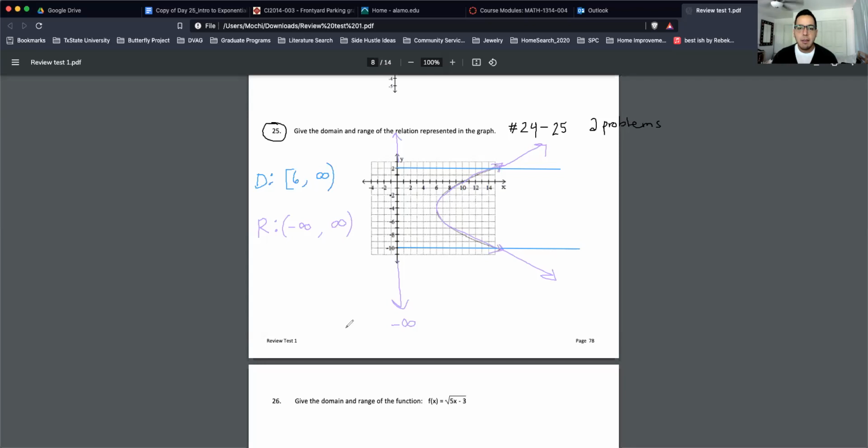So that is also going to be on the test. Yep, there will be two problems like this on the test where you'll have to give the domain and range of a relation or of a graph.